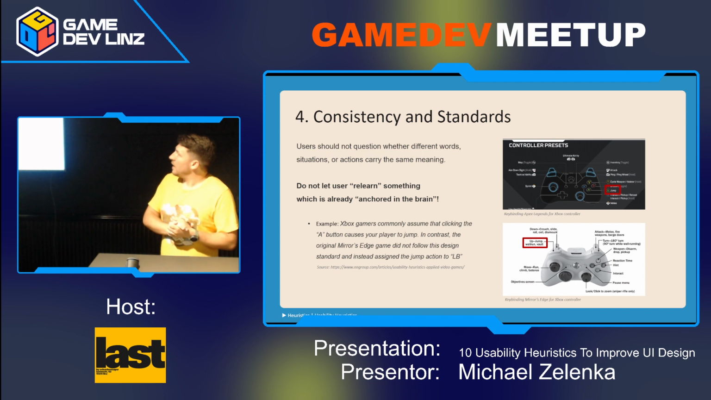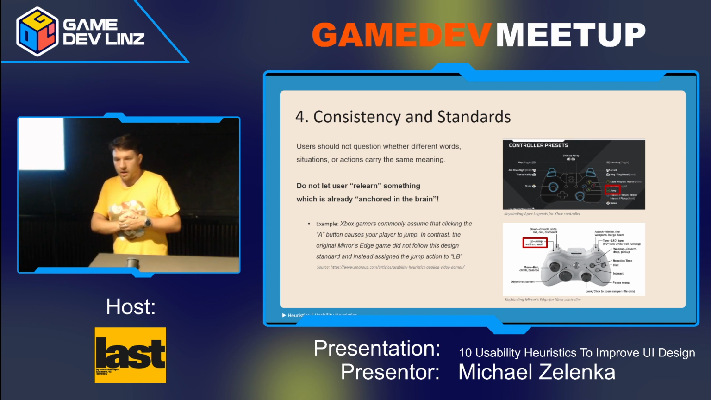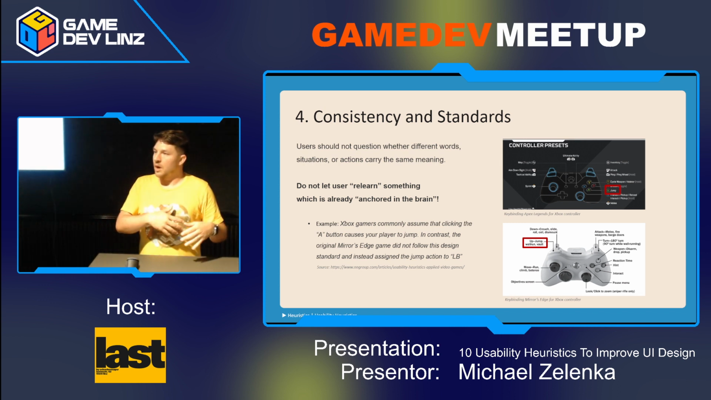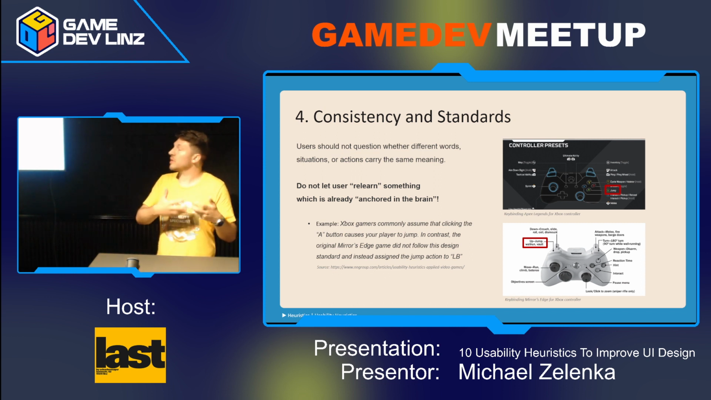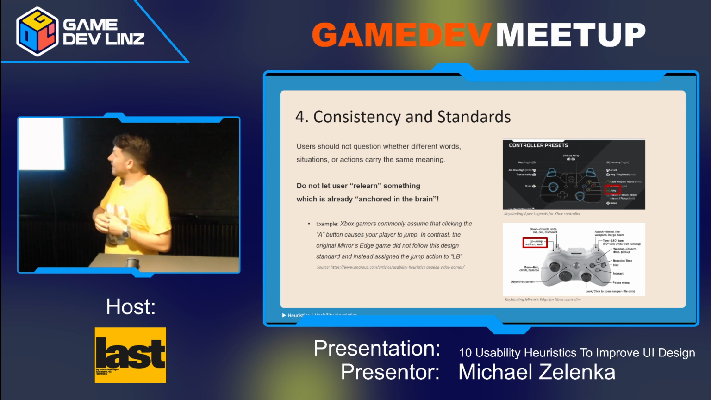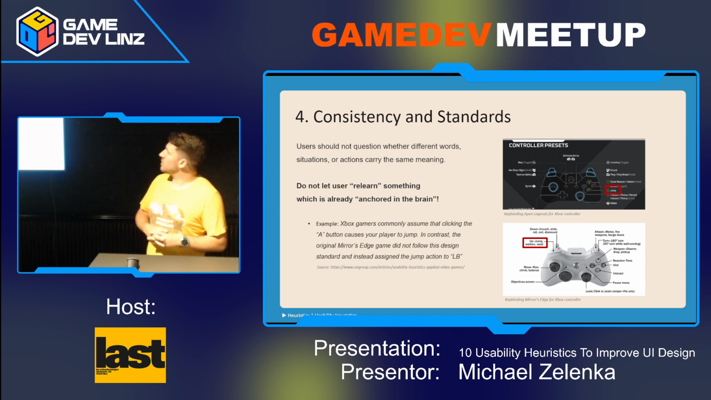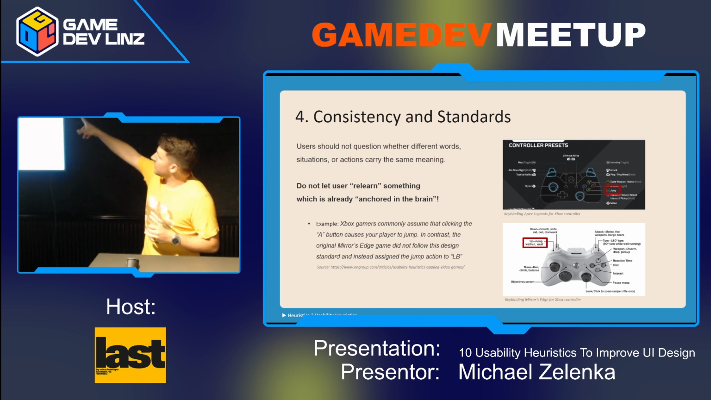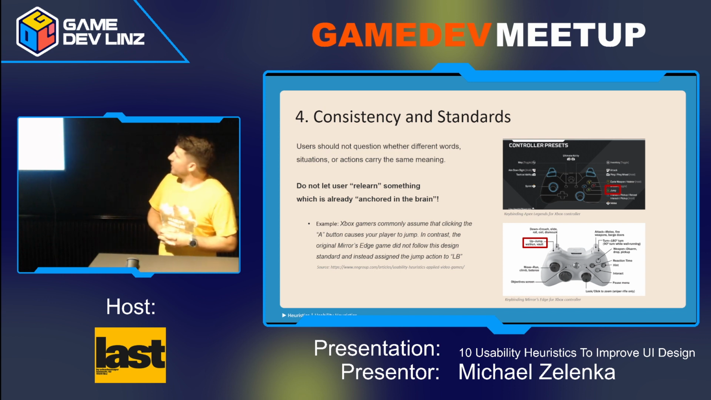One of the heuristics is consistency and standards, where you check other games. For instance, the key bindings: what is usual, what is common, which button do you use for jump. And normally for Xbox users, you use the A button. You see it on the picture, on the black picture.